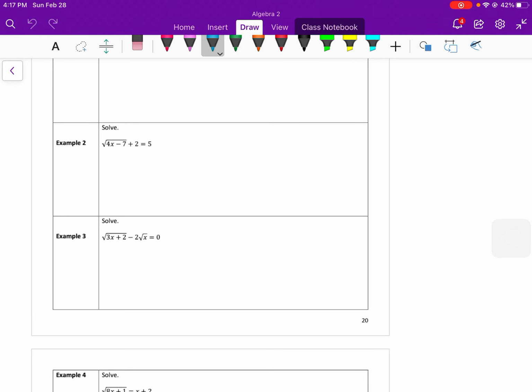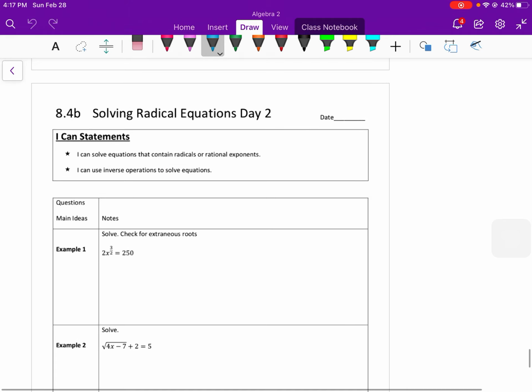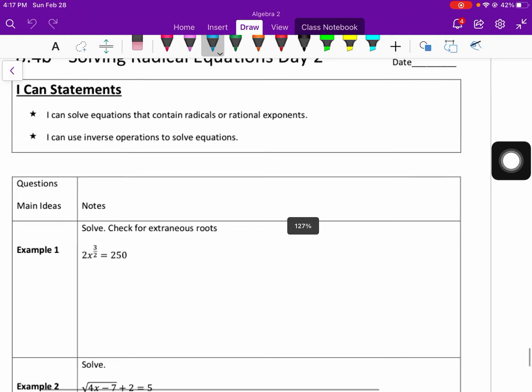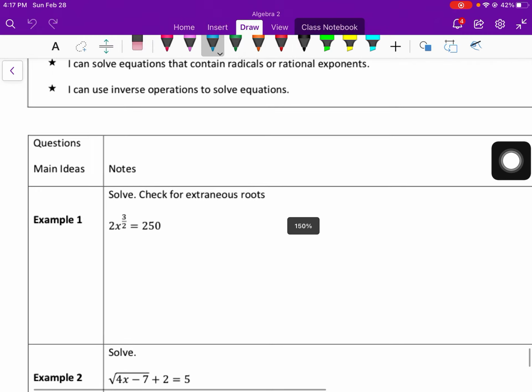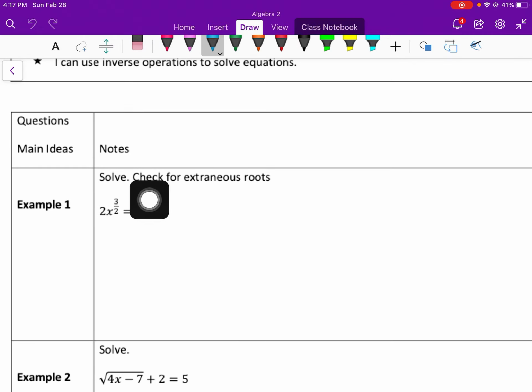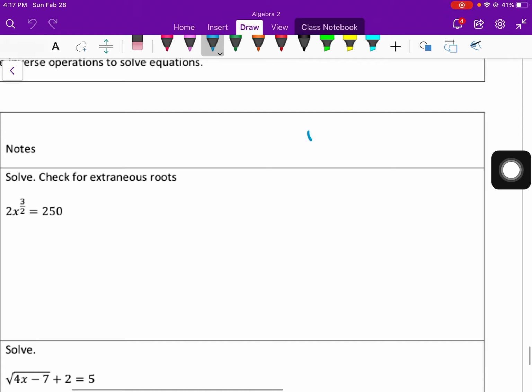So today will be 8.4b, solving radical equations, day 2. More of the same. It'll just be extra practice for solving these radical equations. Reminder at the beginning, we still would like to check for extraneous solutions, and we're isolating x. So we need to do those inverse operations. So let's just do a little review.